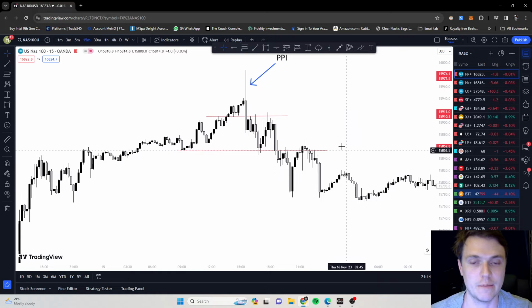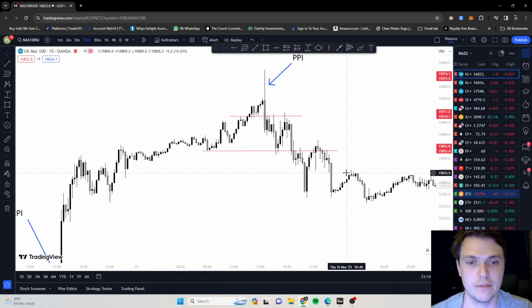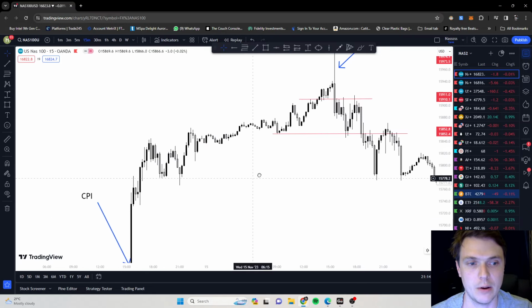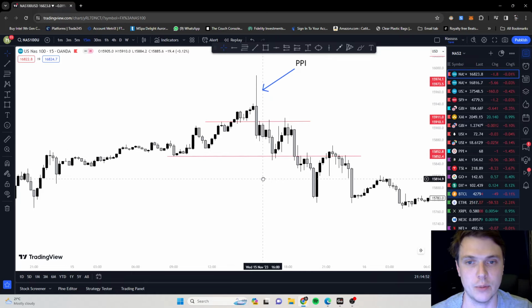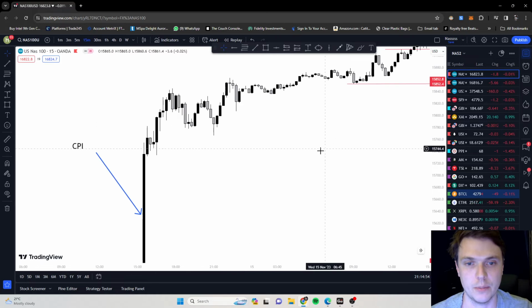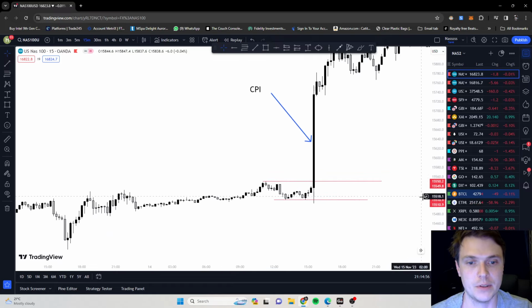You can trade on any time frame you want, but in my case, on the 15-minute, I probably wouldn't have caught that trade. This PPI, I probably wouldn't have caught it, but just look at how it always goes to take the bottom when it already took out the top. Here we go with CPI.